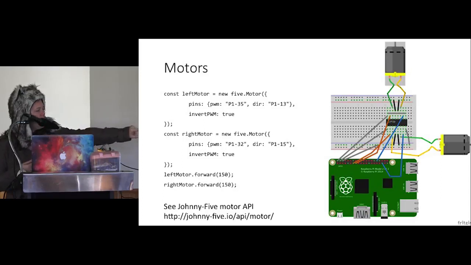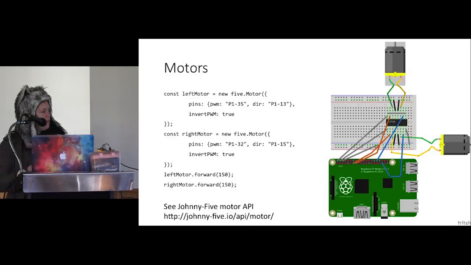And you can see the thing that I've got in there about inverting the PWM, that's just an example. I probably don't have time to go into that. This is an example of how you can control the motors. And you can find out lots more from the Johnny 5 API documentation.